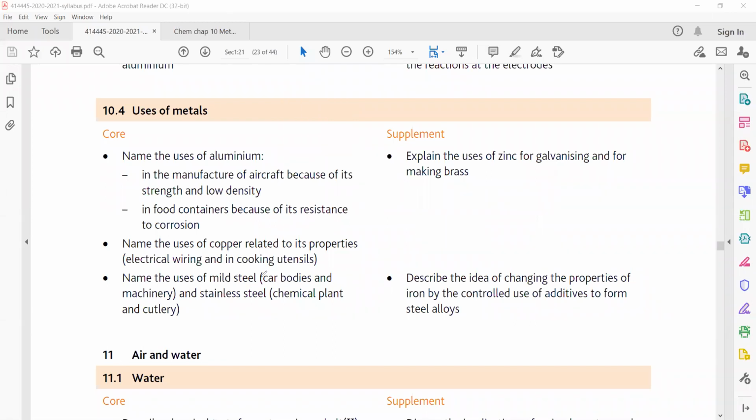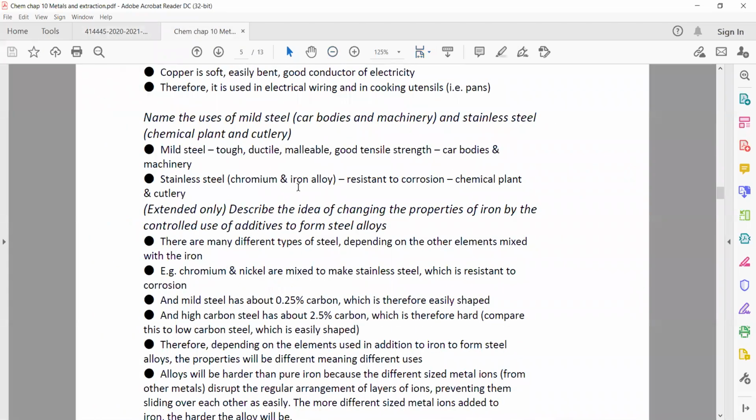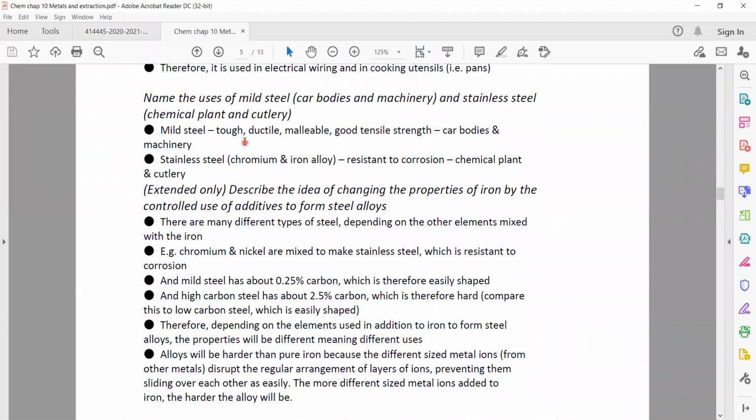Then name the uses of mild steel, low carbon steel, and stainless steel in chemical plants. As we have different types of steels, why is low carbon steel suitable? What are the properties? First, it is tough. Tough means a greater amount of force is needed to break it, or it can undergo considerable deformation before it breaks. That's why we call it tough.